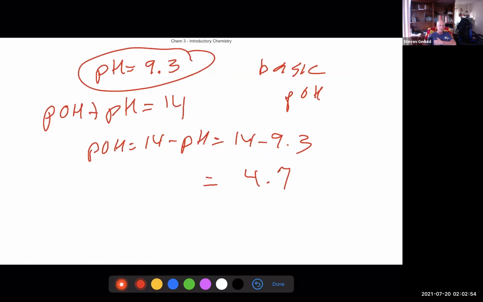Okay, let's do one that says example 12.7 in your book: finding H plus and OH minus from the pH. There we go, perfect example. Carbonated soft drinks, basic Coca-Cola, the pH usually between 2 and 3. That's pretty acidic.